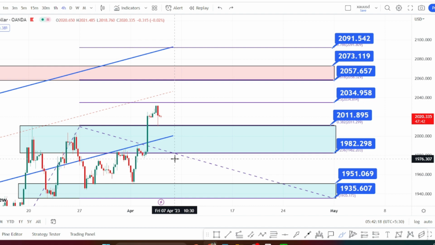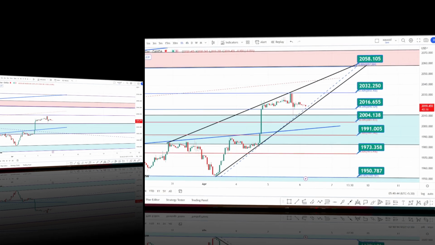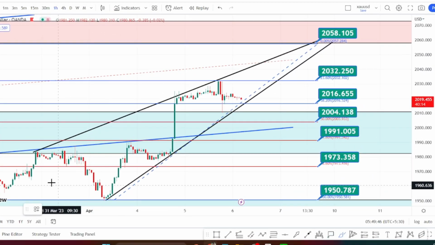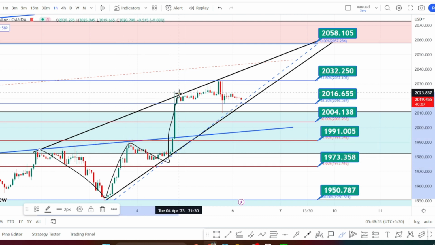Let us look at the support and resistance levels in the hourly time frame. I'm in the hourly time frame now, and when we look at the price action in the hourly time frame, it is in a bullish trend, but you can notice that the bullishness is getting weaker and weaker.